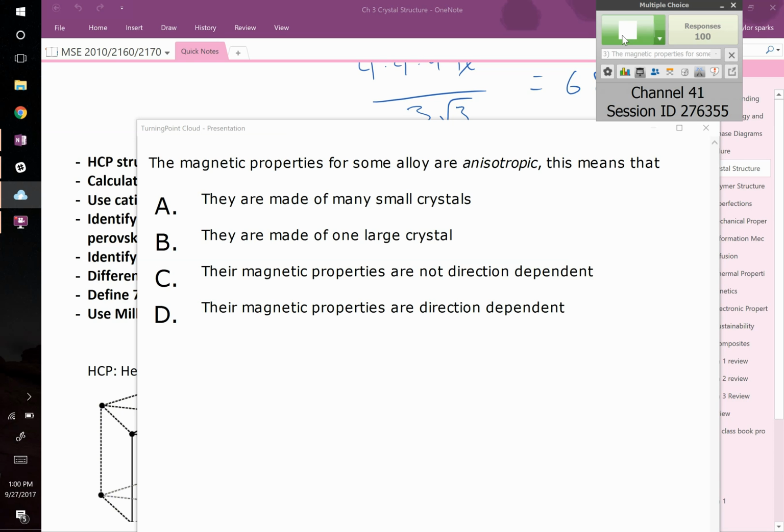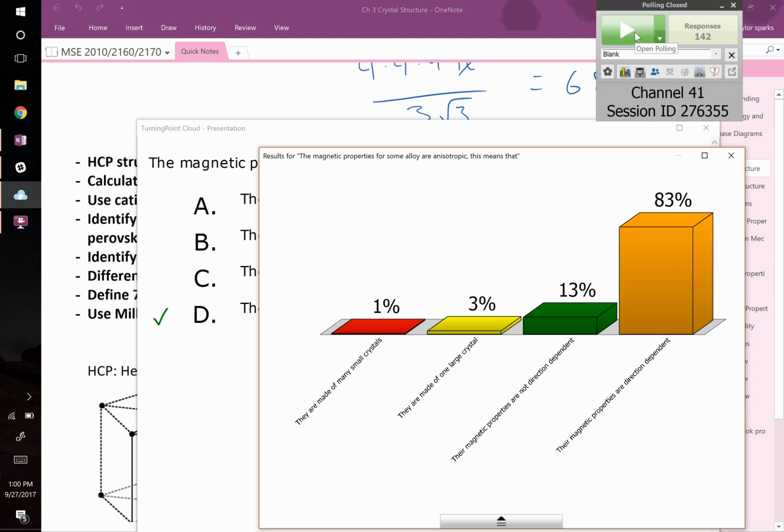Okay, we're gonna wrap up the poll. Answers in A, B, C, or D. Okay. Okay, correct. That's right.